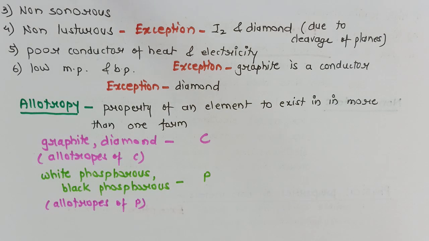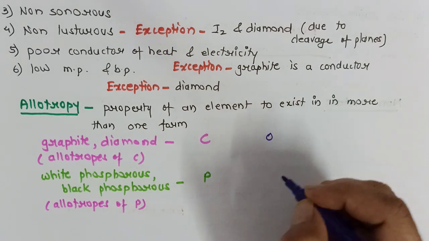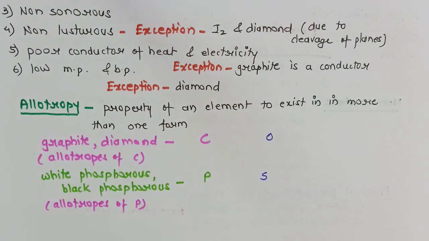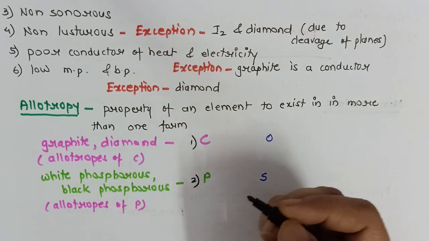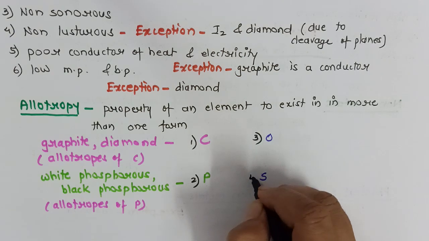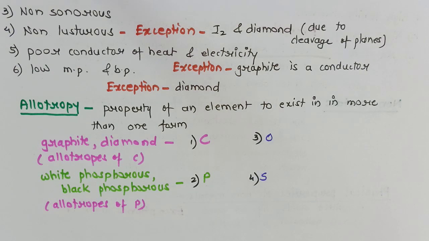So carbon and phosphorus, these are the two elements that show allotropy. Along with this, oxygen and sulfur are also elements which show allotropy. So this question can be asked, which elements show allotropy? So there are 4 examples. Number 1, carbon. Second, phosphorus. Third, oxygen. And fourth, sulfur. These are the examples which show allotropy.